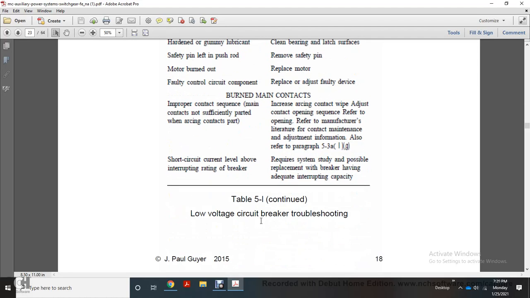Burned main contacts: improper contact sequence, main contacts not making sufficient contact before the arcing contacts part. Increase arcing contact wipe and adjust contact operating sequence. Refer to the manufacturer's literature for maintenance and adjustment information, also refer to paragraph 3A1G. Service circuit level above the interrupting rating of the breaker requires study, with possible replacement of the breaker with one having adequate interrupting capacity.